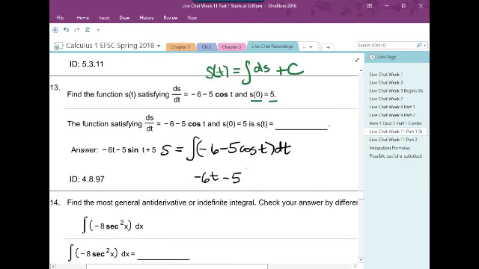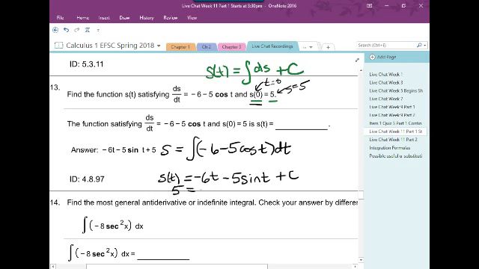So that means that we're just going to write sine of t and then a plus c. So s of t is equal to negative 6 minus 5 sine of t plus some constant c. The only extra step over just a regular integration problem would be to figure out what that c is by using the fact that when t is equal to 0, s of t is equal to 5. So we're going to plug in 0 for t, and we know that we're going to get 5.